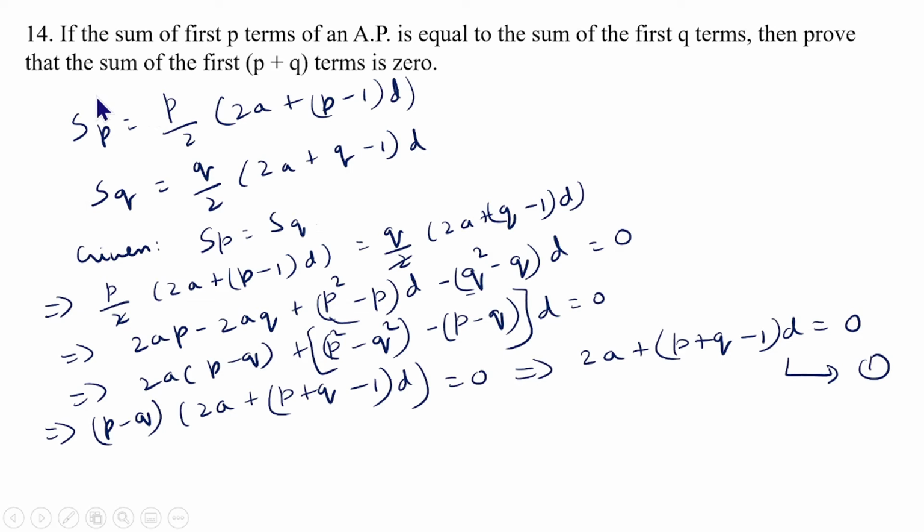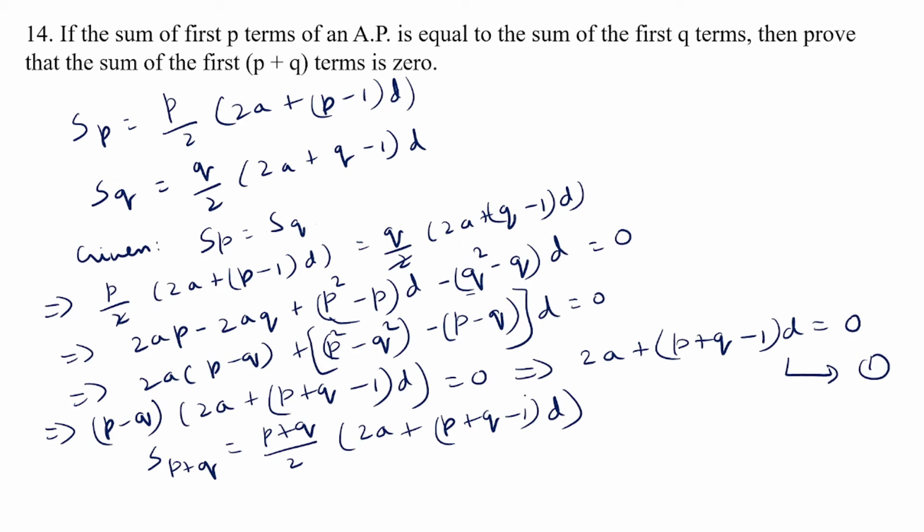Now we have to prove that the sum of first p plus q terms is 0. So the sum of p plus q terms is given by S(p plus q) is equal to (p plus q) by 2 into (2a plus (p plus q minus 1) into d). Now here we just now got 2a plus (p plus q minus 1) into d as 0. It means this is equal to 0 from equation 1.